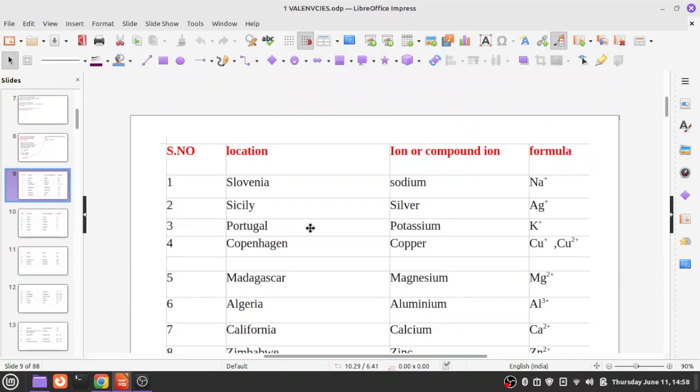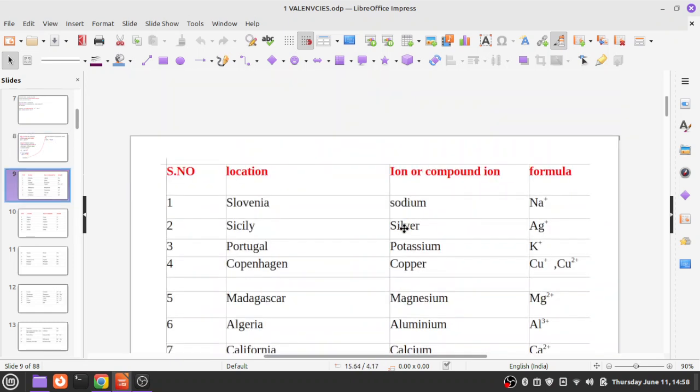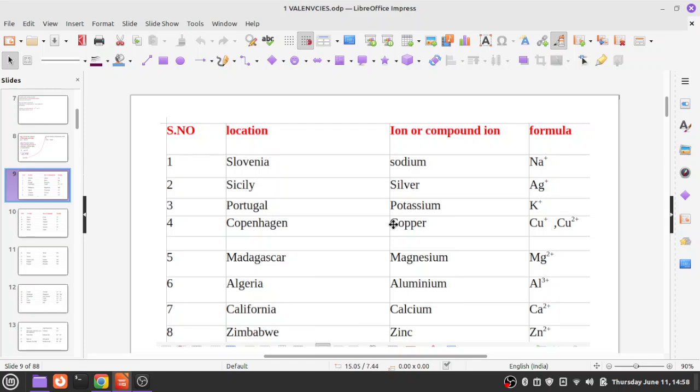Hello students, today I am going to explain about valencies of several elements, molecules, and compounds. What is the use of valencies? Using valencies, you can write a chemical formula. Suppose somebody asks you to write the chemical formula for potassium oxide, you can say it is K2O. Anyway, it is very difficult to remember the valencies of many elements and compounds.